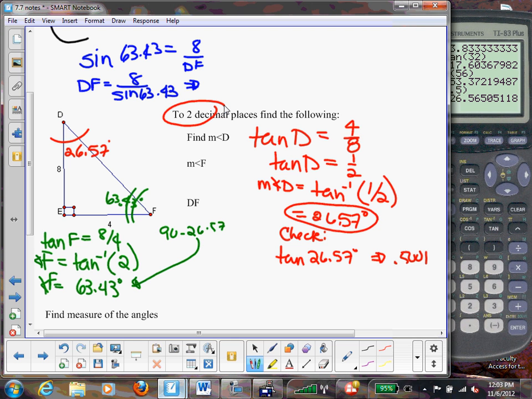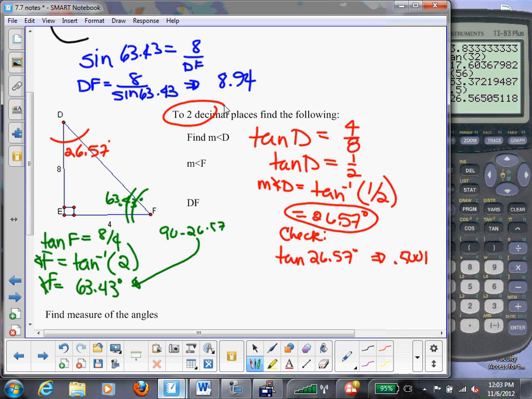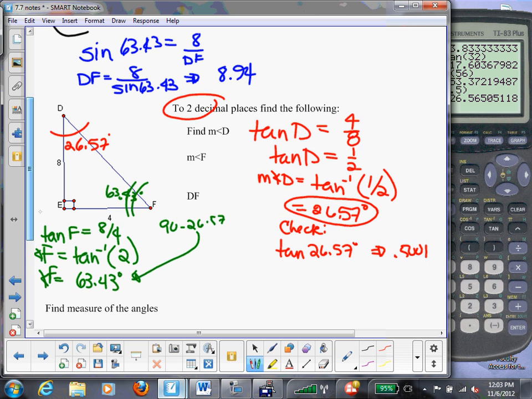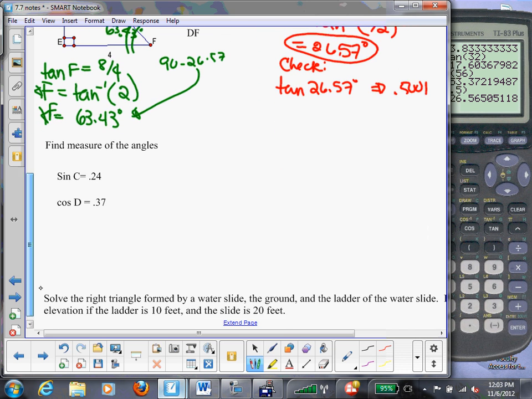So what would my DF be? 8.94. Is it a degree? No, it's a side length, right? Not an angle measure. Does that make sense? Okay.